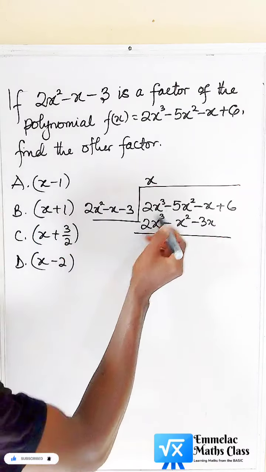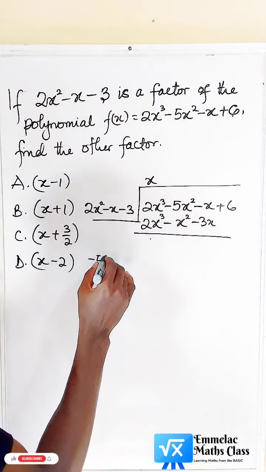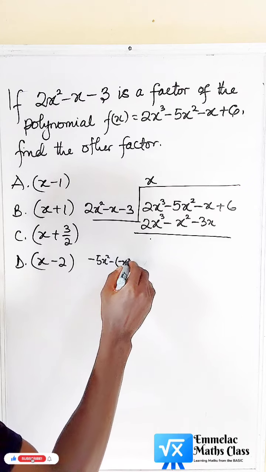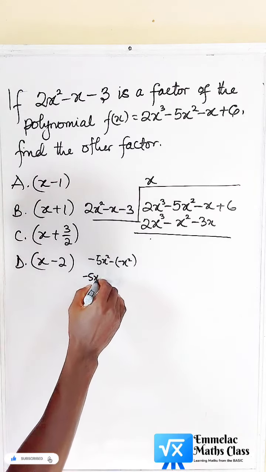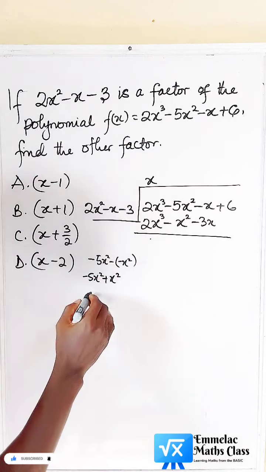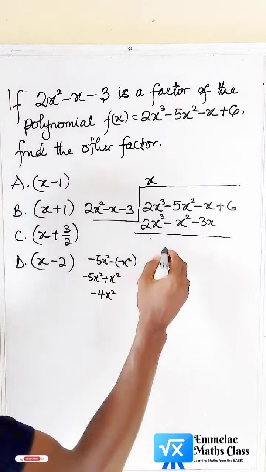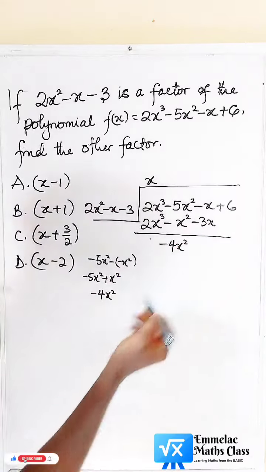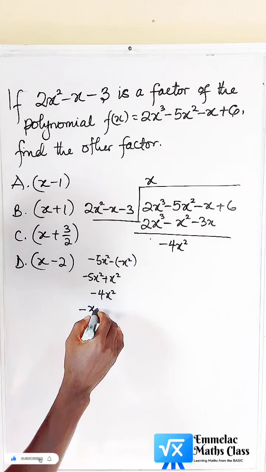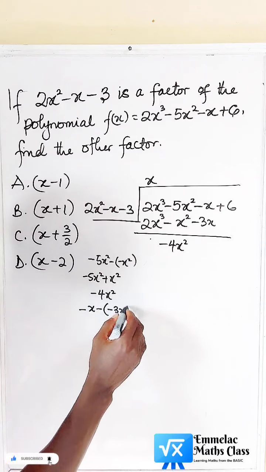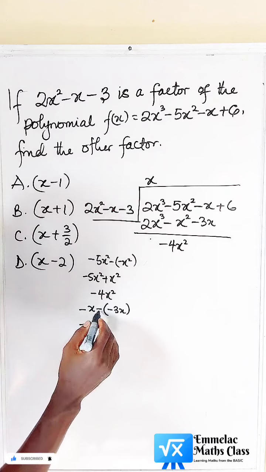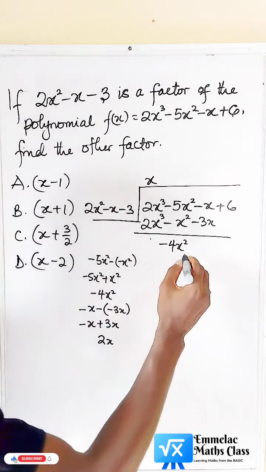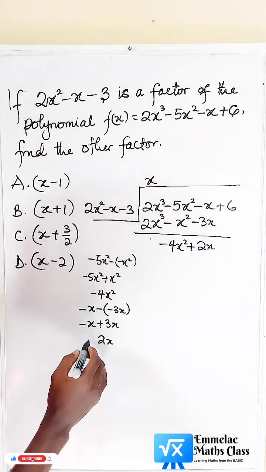Now take note of this. Here you have negative 5x² minus, since it is minus, then minus x². So this will now give us negative 5x² plus x², which will give us negative 4x². So in this case here you have now negative 4x². In the same vein, here you have negative x, take away negative 3x. Negative times negative will give us plus, so we end up having here plus 2x.